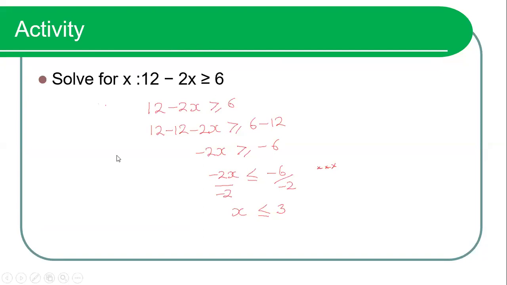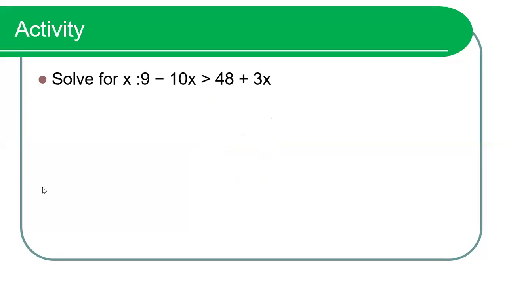Okay, so I think everyone has finished. Okay, now we are going to the next one. Now, when it comes to this one, still we do the same mathematics. But what is important, you must know the sign change. So you have 9 minus 10x is greater than 48 plus 3x.